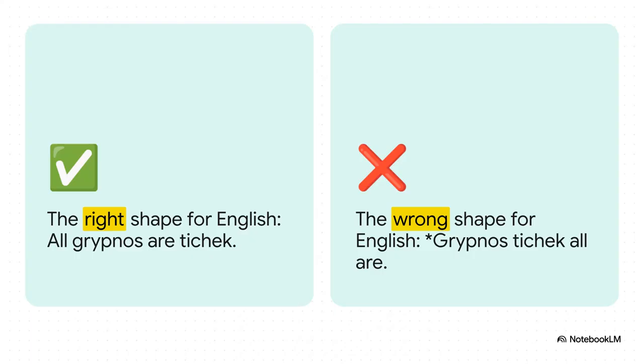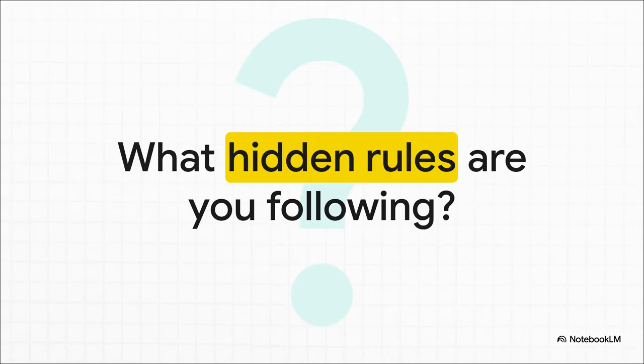Okay, look at this. You have no clue what gripe notes are. You've never heard the word T-check. They're totally made up. And yet, instantly, the sentence on the left feels right. It has the correct shape for an English sentence. The one on the right, though, it's just a jumbled mess. How is that even possible? That right there is the mystery.